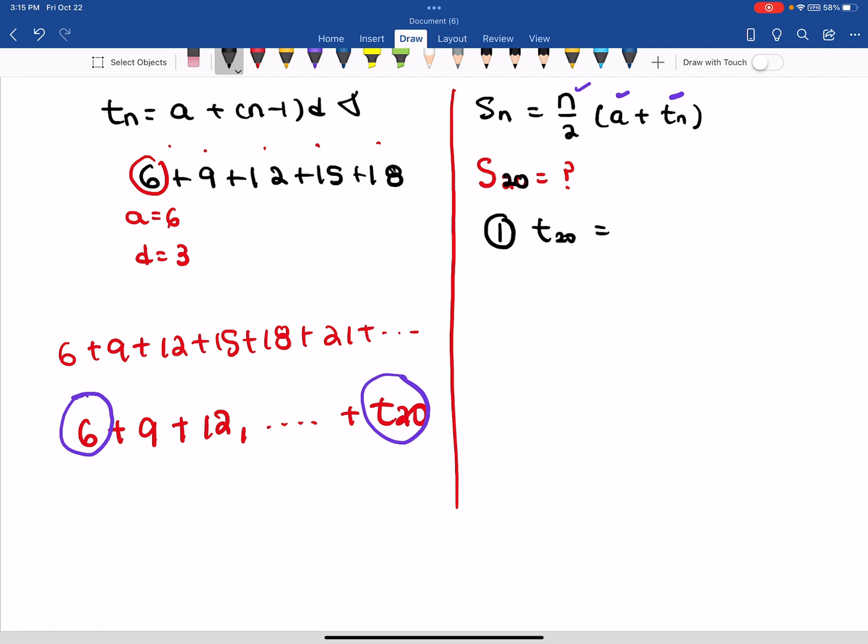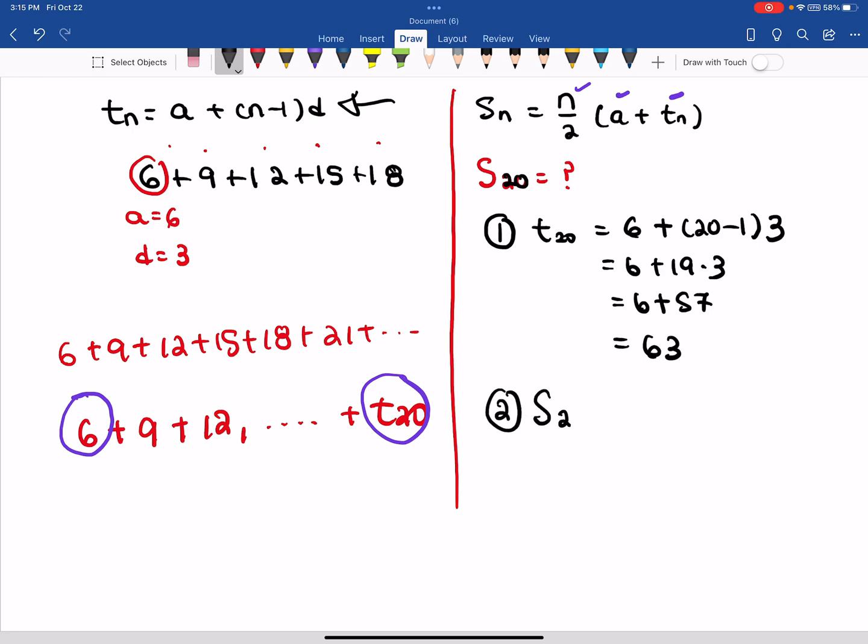So use your good old Tn formula, 6 plus 20 minus 1 times 3. So that's 6 plus 19 times 3. That's 6 plus 57. So 63 turned out to be T20. Number 2. Now it's time to use the sum formula.